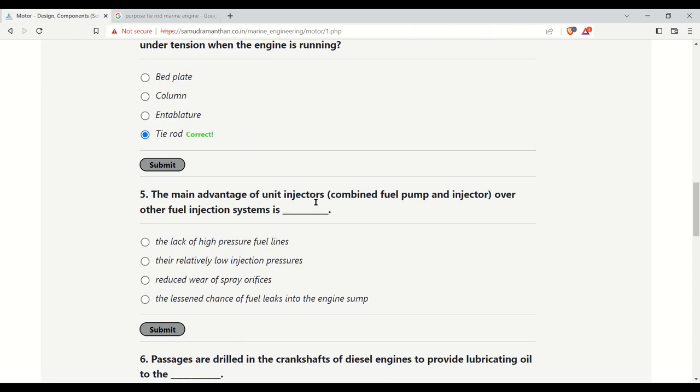The main advantage of the unit injector, combined fuel pump and injector, over other fuel injection systems is the lack of high pressure fuel lines, the relatively low injection pressures, reduced wear of spray orifices, or the lessened chance of fuel leaks into the engine sump. The answer would be the lack of high pressure fuel lines. Because if we use a unit injector, the fuel pump and injector are combined, so we don't need any pressure line, as the pump is already installed with the injector, and from the fuel pump it goes directly inside the injector.